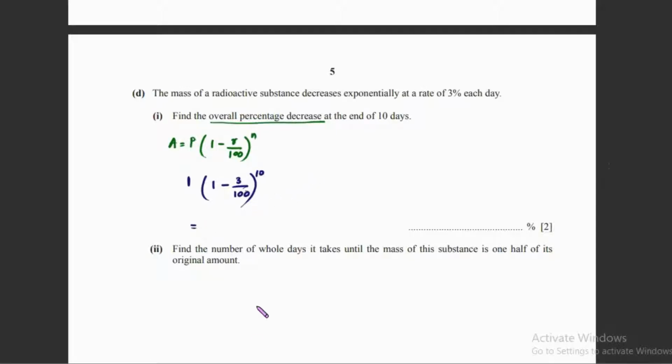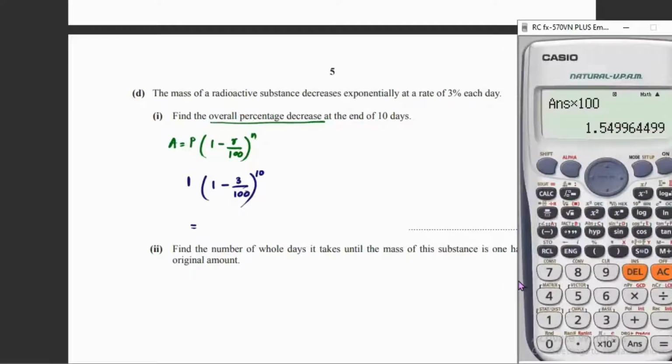I'm going to find how much this is going to be. So let's see what we end up getting. Even if I put the 1 here, or even if I do not, it will not make a big difference. So it's going to be 1 minus 3 over 100, I close the brackets, and the power is going to be 10. When I find this, I get 0.7374. This is the amount that is left at the end of 10 days.